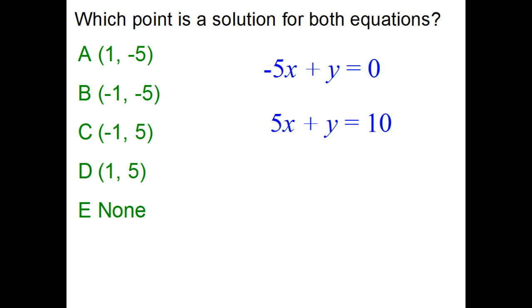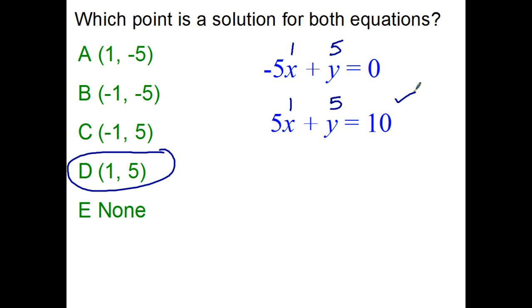All right. Well, hopefully after plugging them in, you found that D was the correct answer, right? When you plugged in 1 for x and 5 for y, I've got negative 5 times 1 is negative 5. Negative 5 plus 5 is going to be equal to 0. Then if I do it again here, and I plug in 1 comma 5, if I do 5 times 1, I get 5, plus 5 is equal to 10, so that checks out. Both of them work. Okay, so 1 comma 5 is a solution.